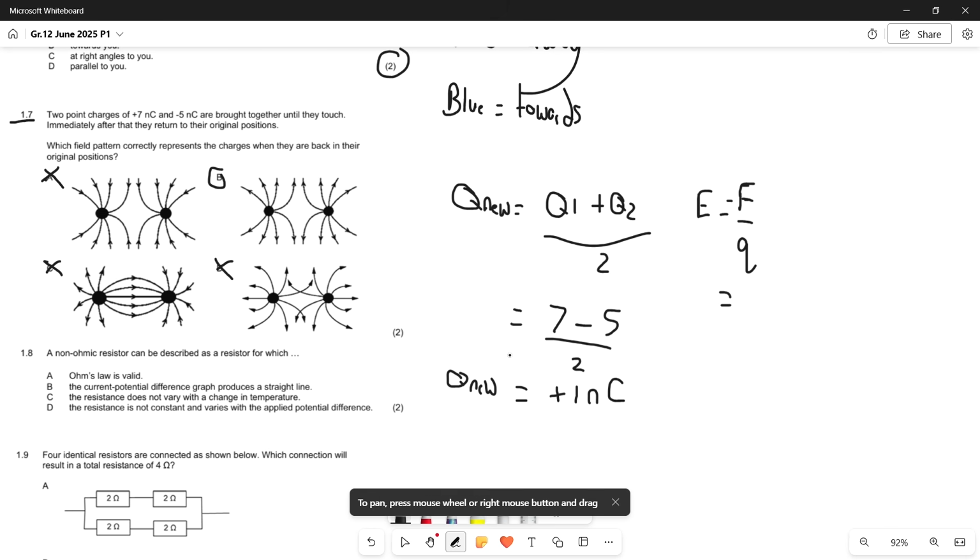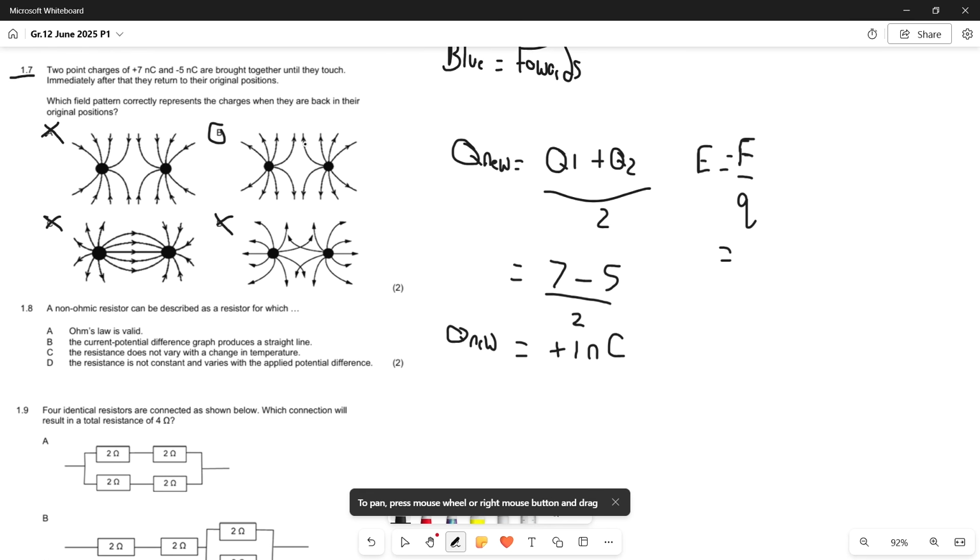And both of these are positive 1, exactly the same, and positive meaning they are moving away from these guys to whatever negative charges are around them. Cool. And B is our final answer over there.